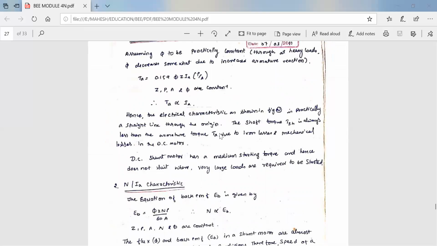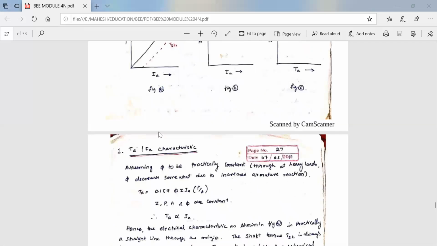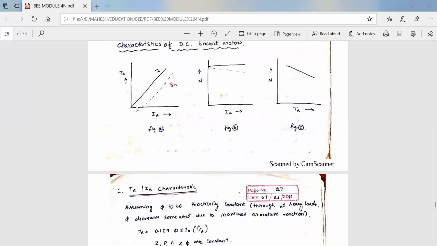The shaft torque will always be less than the armature torque, that is due to losses, as we have already seen in the torque equation. Next, the DC shunt motor has medium starting torque, and hence it doesn't suit where large loads are required to be started. On observing the variation of armature torque with respect to Ia, we can see that the shunt motor doesn't possess high starting torque.